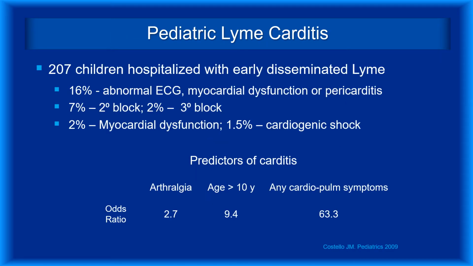Less is known about pediatric Lyme carditis. In this paper by Costello, 16% of patients who were hospitalized with disseminated Lyme disease had either abnormal ECGs, pericarditis, or myocardial dysfunction. 7% had second-degree AV block, third-degree block occurred in 2%. Myocardial dysfunction was noted in 2%, and 3 children developed cardiogenic shock. This table depicts the likelihood of carditis based on clinical parameters.